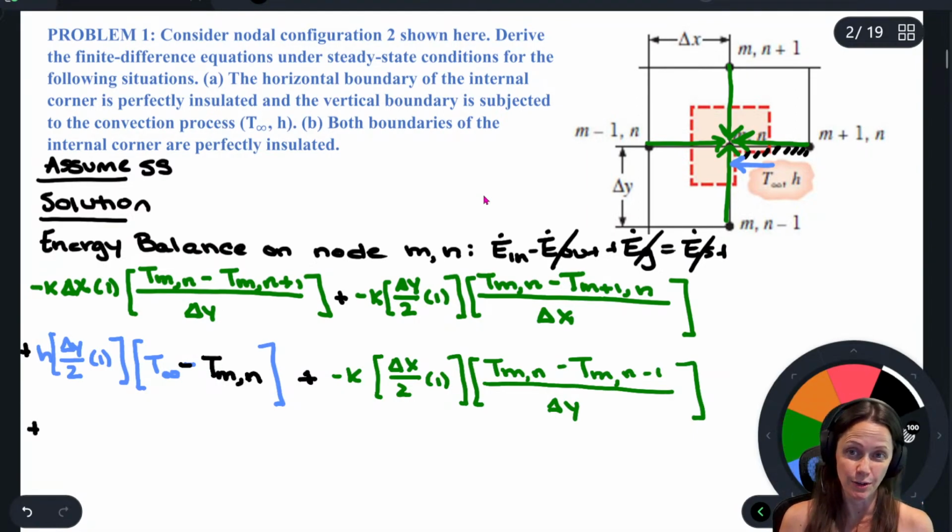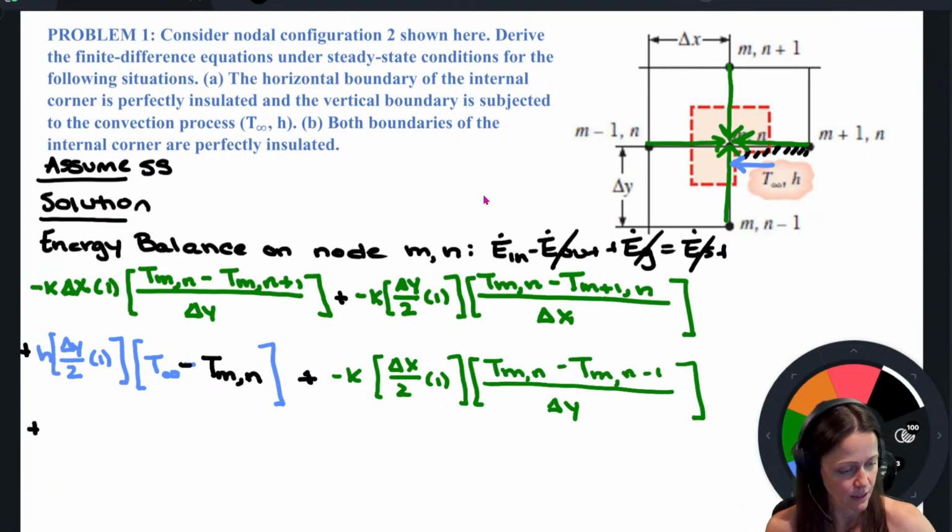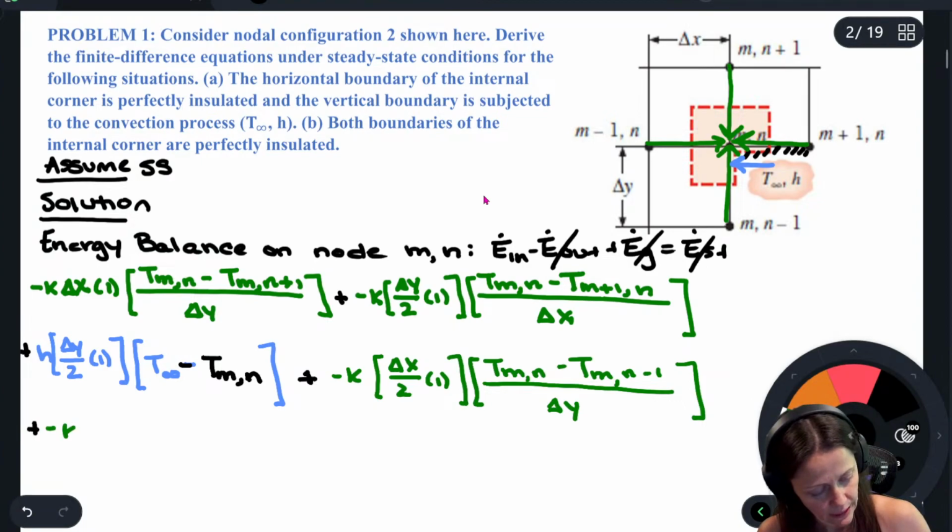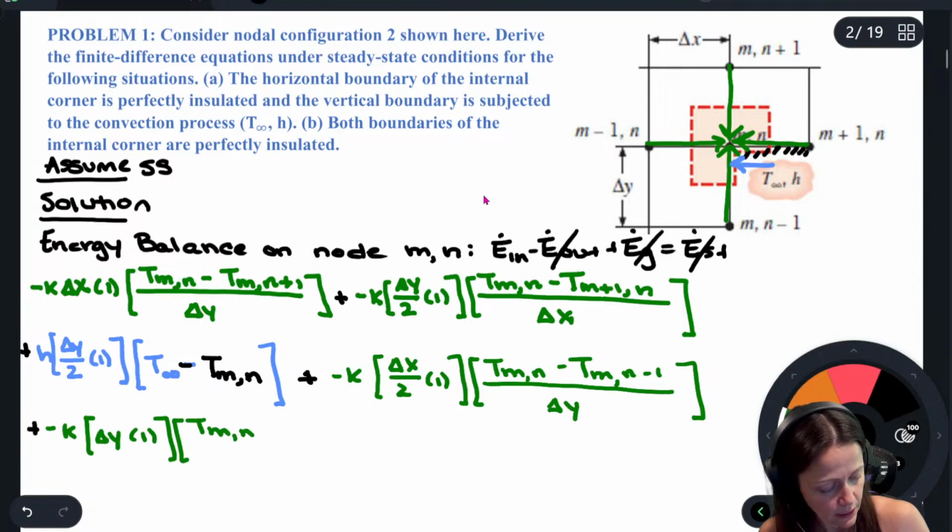And I got one more. The one coming in from the left, from 9 o'clock. So I have negative k. Area is a full area, so it is delta y times 1. And then I have T m n minus T m minus 1 n.